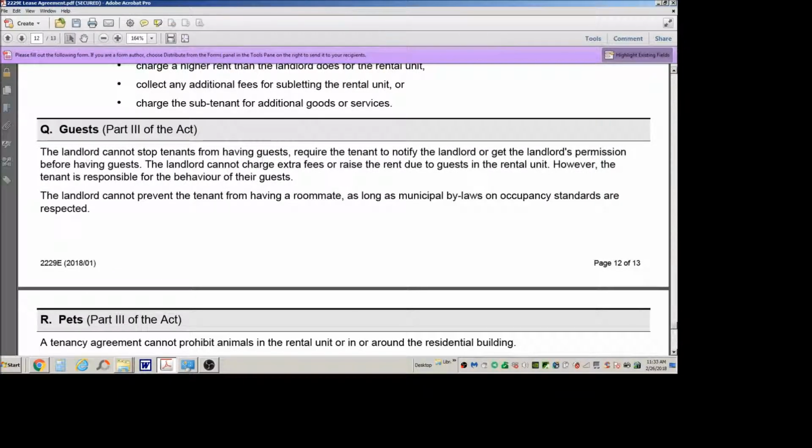permission before having guests. So basically you can have guests, but obviously the problem is if these guests destroy anything, then you as the principal lessee are required to pay for those damages. So make sure you know what guests you allow into the house.